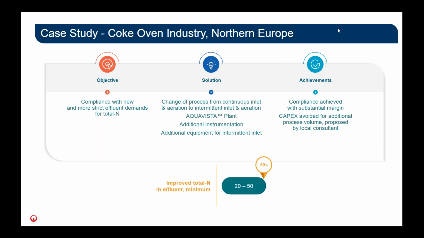So here's a particular industry that needed to comply with more strict effluent total nitrogen requirements. They made some process changes, implemented at the time Aquavista plant. I noted the brand name change before, and really cut their total nitrogen effluent by 50% to allow them to stay in compliance with that stricter limit, and to be able to meet that new stricter total nitrogen limit without having to add additional volume into the system.